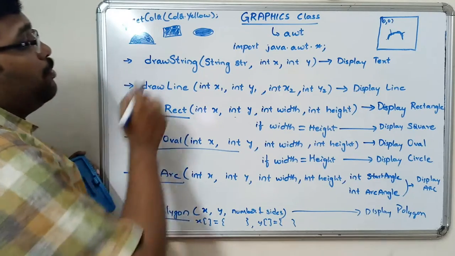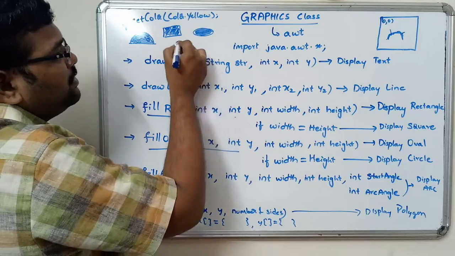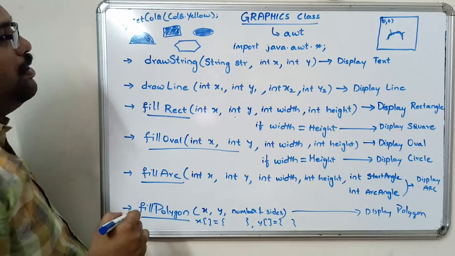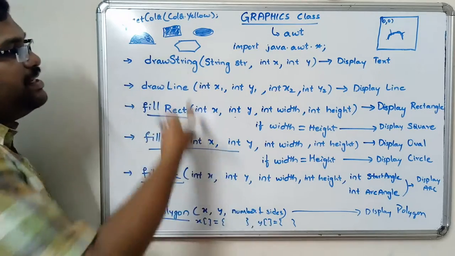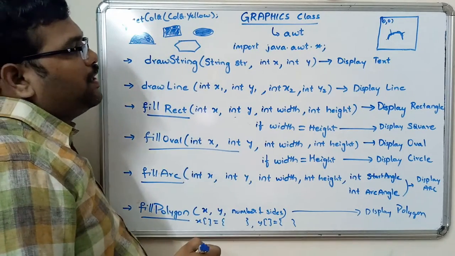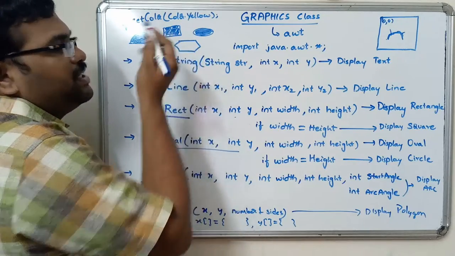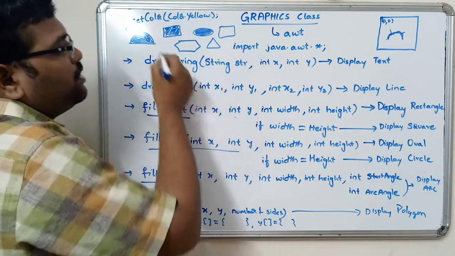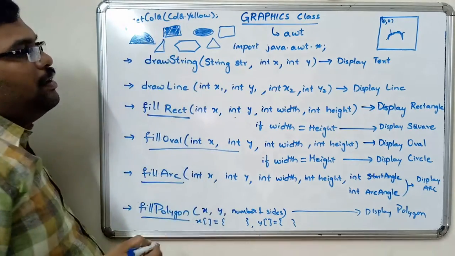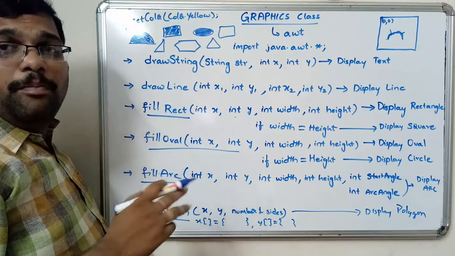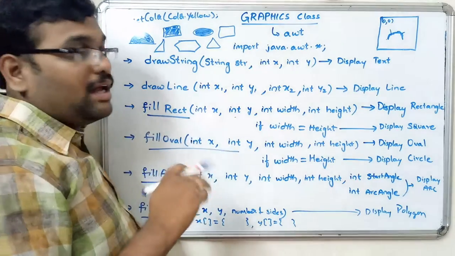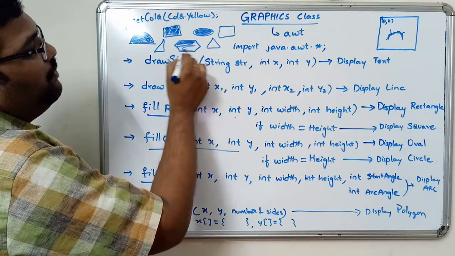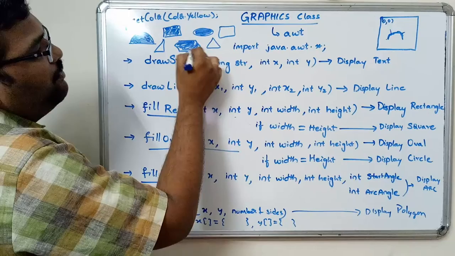Fill polygon. If you give 6 sides, automatically this will be drawn, right? So 1, 2, 3, 4, 5, 6. It is also a polygon. A triangle is also a polygon. A square is a polygon. Any closed surface is a polygon, but it should not contain any curvatures. So a polygon will be displayed, and it will be filled with the given color.